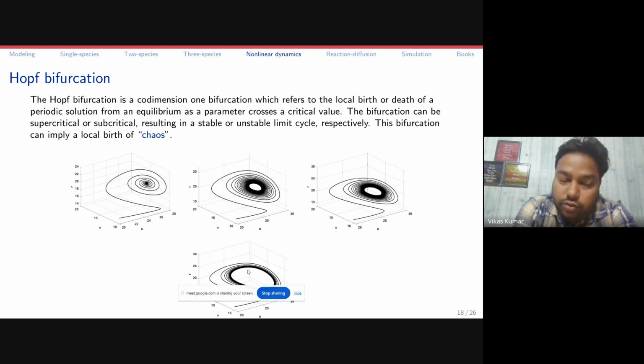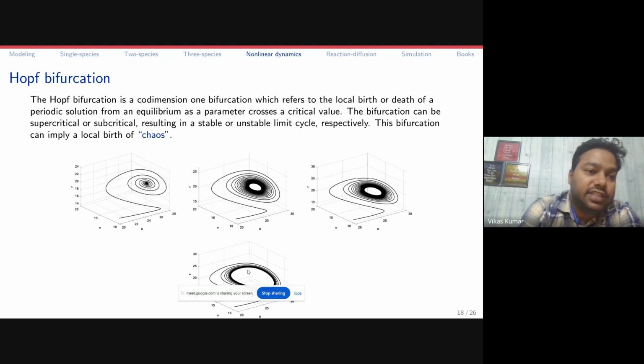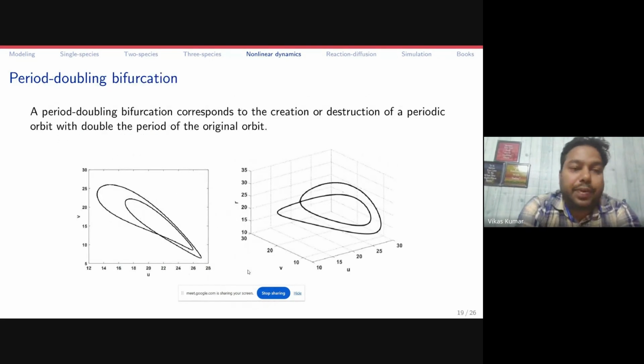Even though there are many other bifurcations in the studies, and you can also see those bifurcations, this is a very important one. That's why I'm talking about this Hopf bifurcation. Now there is a period doubling bifurcation. In the limit cycle we have oscillation with a single cycle, but what happens if this cycle changes and becomes double the previous one? This is your period doubling bifurcation.